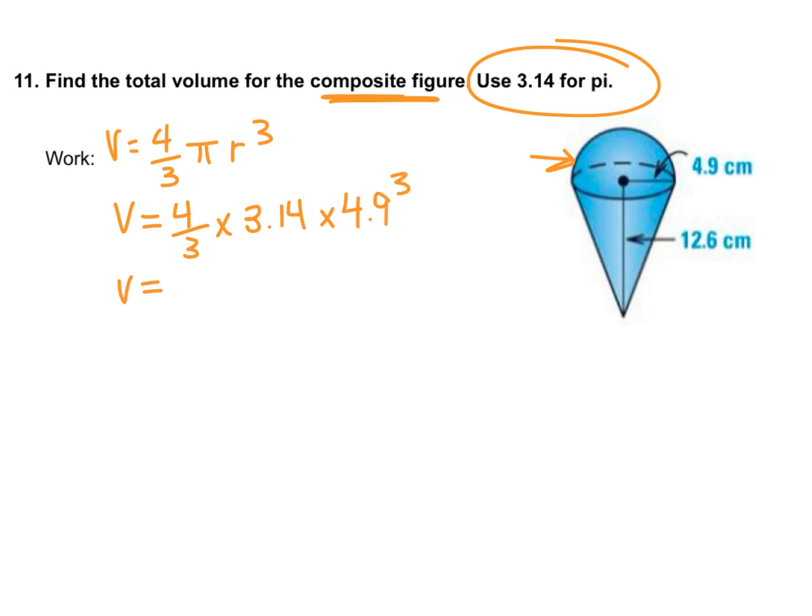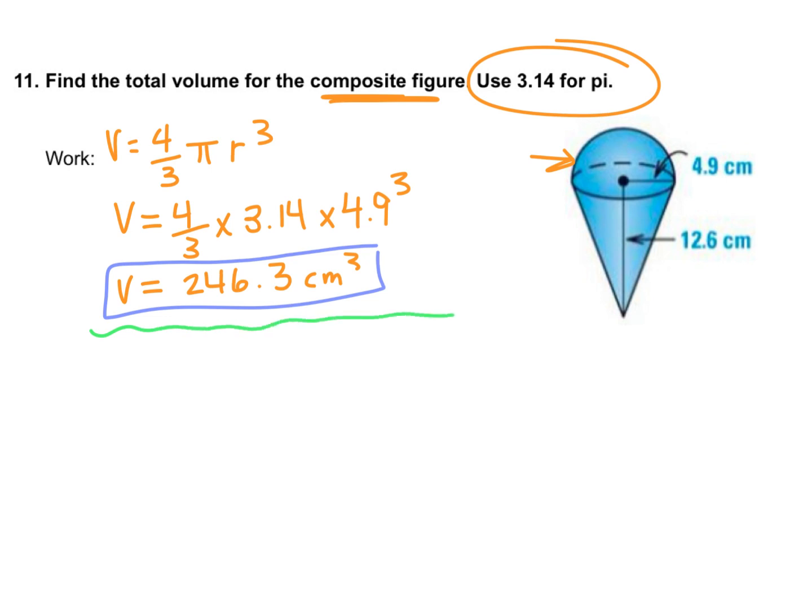And when I do all of that in my calculator, 4 divided by 3 times 3.14 times 4.9 times 4.9 times 4.9, all of that becomes 246.3 centimeters cubed. Okay, so that is for the sphere. And now my second shape is a cone. Okay, so we're going to go pi r squared h divided by 3.